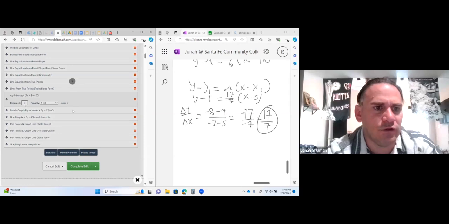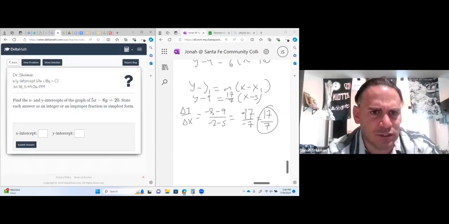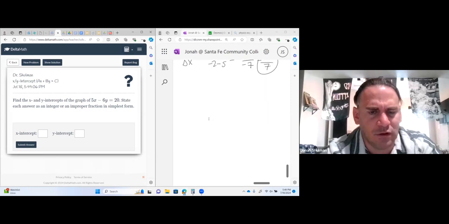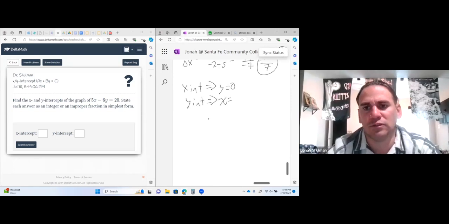Oh, now we get a regular one. Cool. So now we have it in standard form. So find the x and y intercepts of the graph. All right. So we did this before. Remember x-intercept, your y equals 0. You solve for x. Your y-intercept, your x equals 0. You solve for y. That's it.